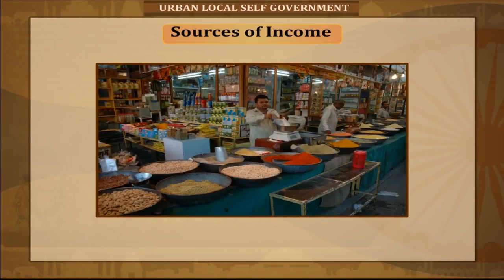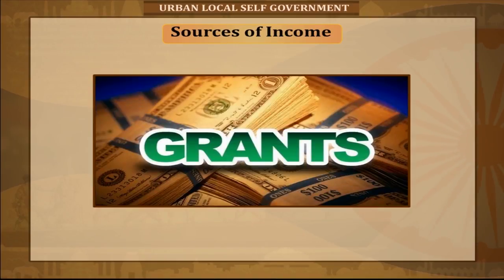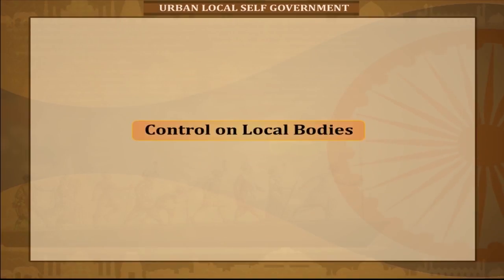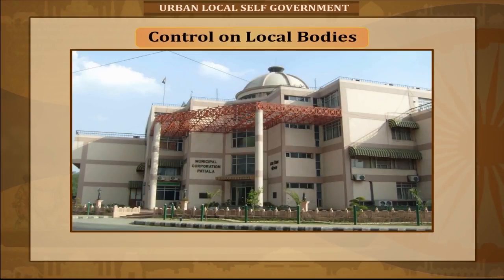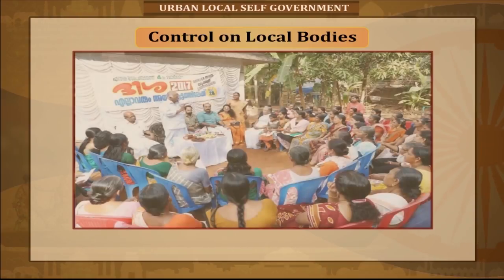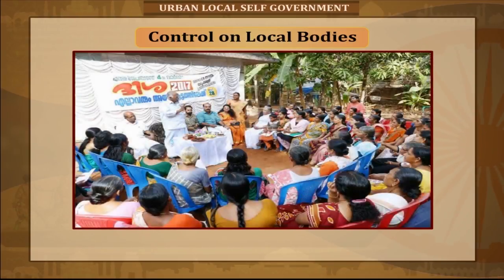D. Taxes on shops, markets and commercial institutions. E. Grants and loans from the state government. Control on local bodies. The central and state governments supervise the work of municipality and municipal corporations and ensure that they function well. In case the people are not satisfied with the working of these local bodies, they have the power to take action against them or to dissolve them.